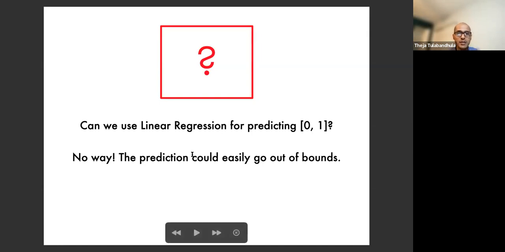Now, here in this slide, we're asking the question whether we can use linear regression for predicting 0, 1. The answer is that not directly, right? So you have to deal somehow with the fact that the predictions could go out of bounds. And I said, hey, you could ignore bounds and just say, if large number, one class, low number, the other class. Okay, that works for binary classification.